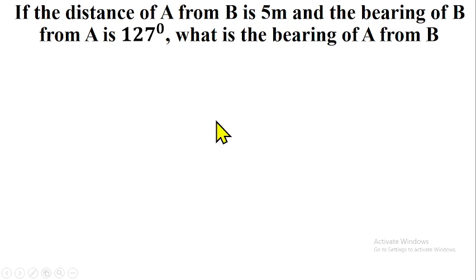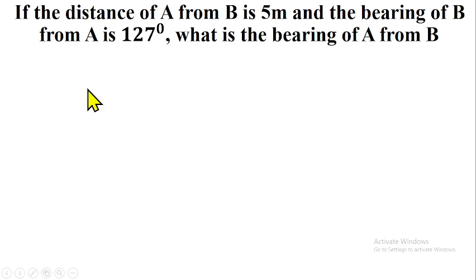In the previous question, we were not given the distance, so we were just extending the line to some extent. But now you are given the distance to be 5 meters, so that does not change the question. Just that you are going to put the value of the distance between the two points here. So the distance of A from B is 5 meters, and the bearing of B from A is 127 degrees.